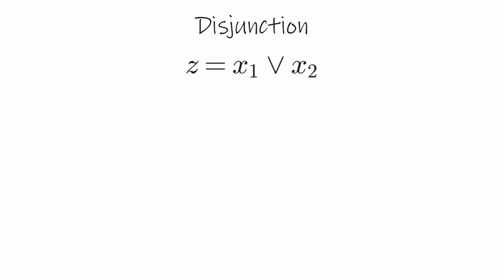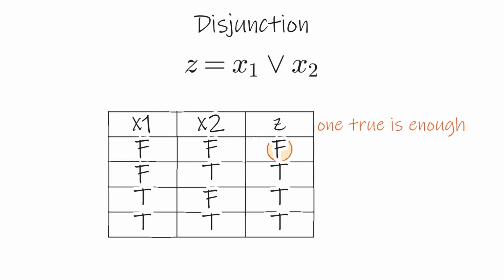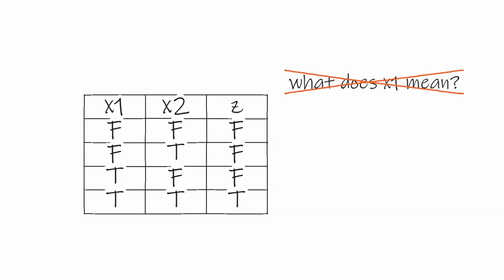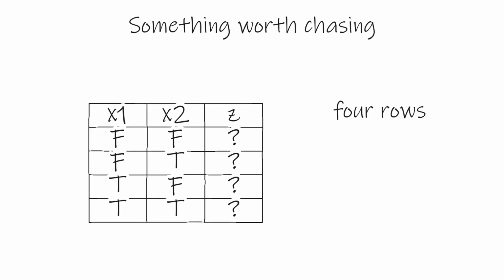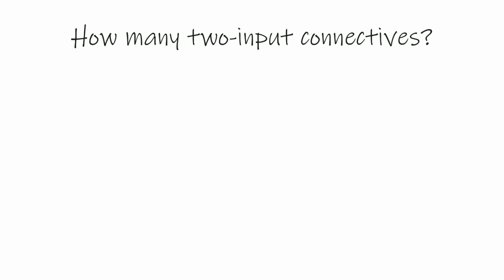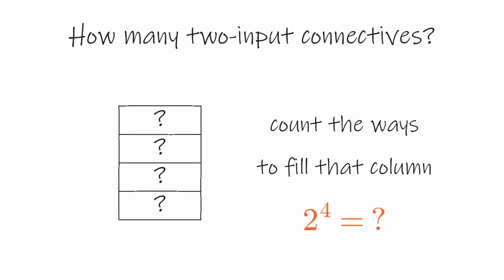Disjunction. Z is x1 or x2. Now only the first row is false. 1 true input is enough. Nowhere in that AND table did anything ask what x1 means. There's no slot for meaning, which raises something worth chasing. 2 inputs give you 4 rows, and each row you fill with true or false. So how many 2-input connectives could there be? Count the ways you can fill that column.